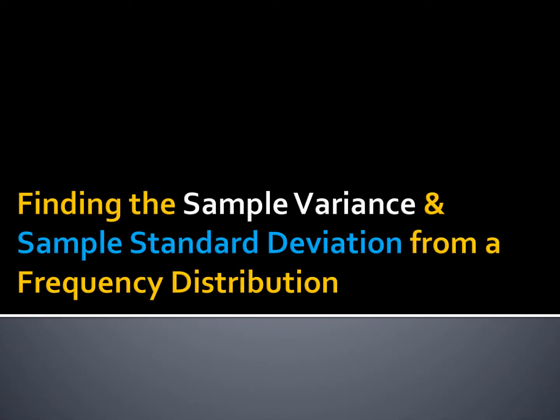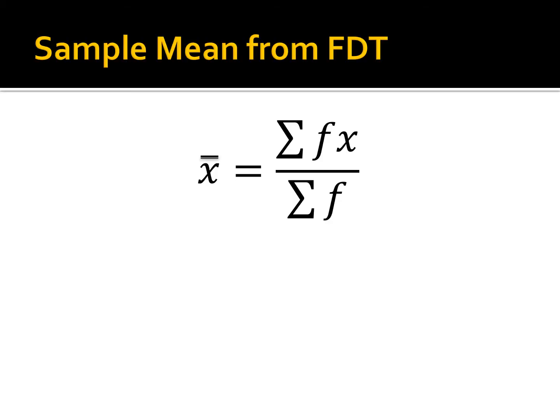So for today's lesson, I will be dealing with finding the sample variance and sample standard deviation from a frequency distribution. The formula for finding the sample mean from a frequency distribution table is this. We have the sum of the product of the corresponding frequency and the given data or midpoint. Later on, we'll deal with this one, divided by the sum of all the frequencies.